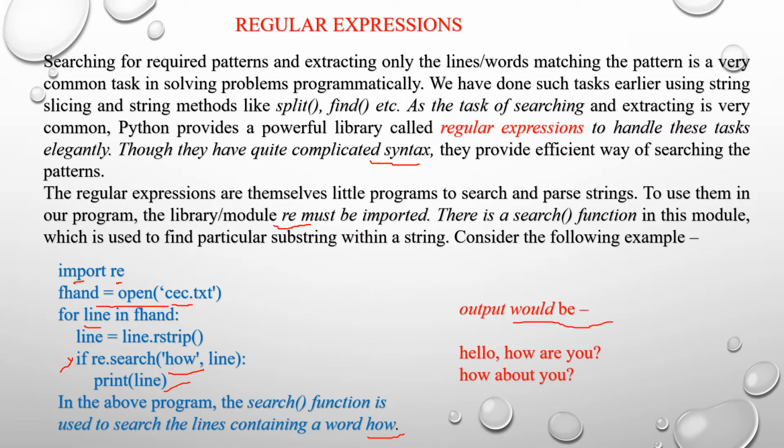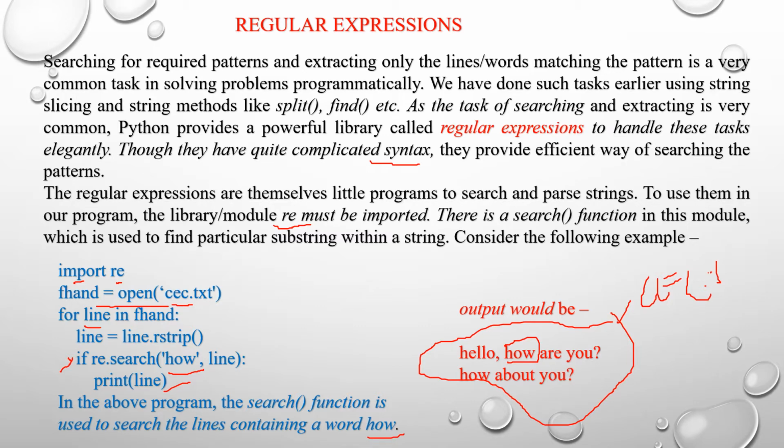This is my file, which I name cec.txt. This is my text file. The first line content is hello, how are you, and the second line is how about you. Here I am going to search for how. In the first iteration the pattern is matched, so the interpreter will print the entire line. The matching keyword is how, and here I am passing how.